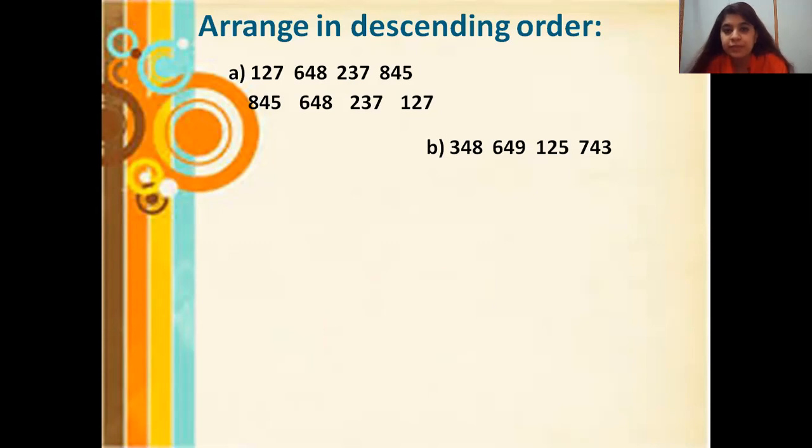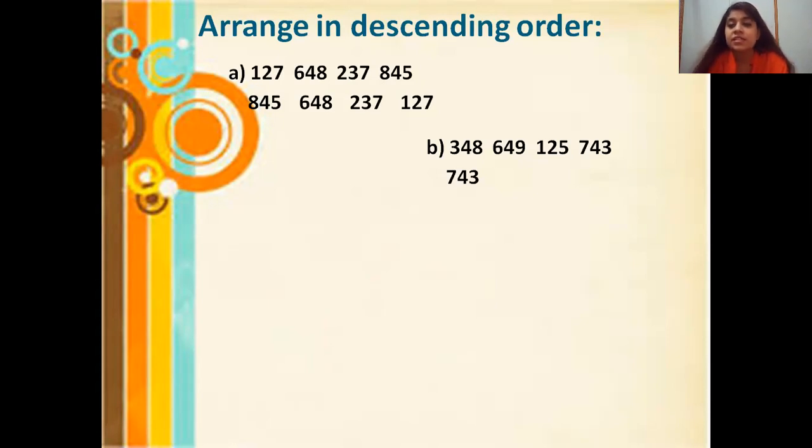I'll give you time. Now, look at the bigger number first. Which is a bigger number among these four numbers? I have numbers like 348, 649, 125 and 743. Now which is a bigger number? It is 743. Now what comes before 743?